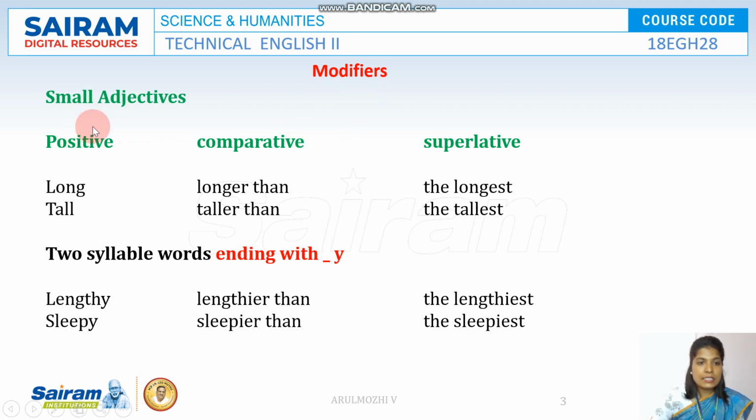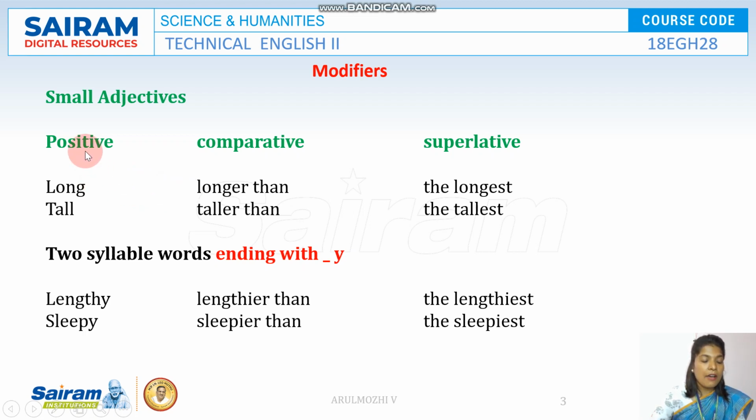So what are small adjectives? A small adjective has only one syllable in a word. Take for example, long, tall, short, tiny. They are all one-syllable words, so they are called small adjectives. We have a rule for the small adjectives.